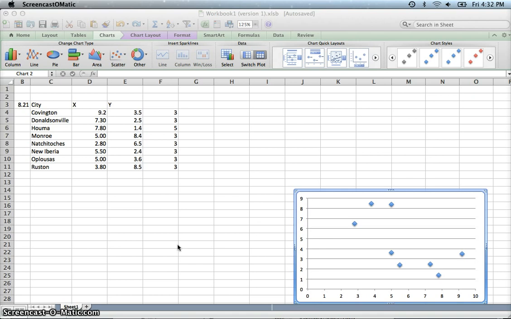We have a chain of home health care firms in Louisiana. And these are where our home health care centers are in Louisiana. It looks like 8 locations: Covington, Donaldsonville, Houma, Monroe, Natchitoches, New Iberia, Opelousas, and Ruston. Now, the auditing team visits each one of the locations 3 times a year, except for Houma. They actually visit 5 times. And so these are the weights.